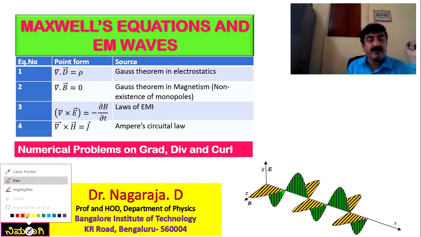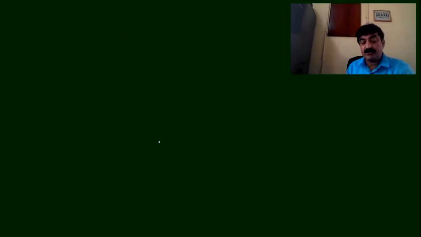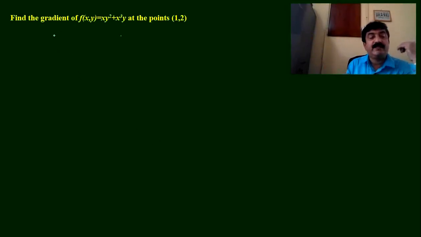Okay, so normally questions will appear on the concept of gradient, divergence and curl. Let us see the first question. The first question goes like this. Find the gradient of this function, that is f of x, y, which is equal to x y square plus x cube y, at the given point x is equal to 1 and y is equal to 2. Okay, this is gradient.